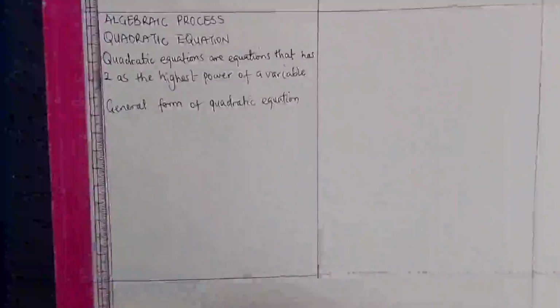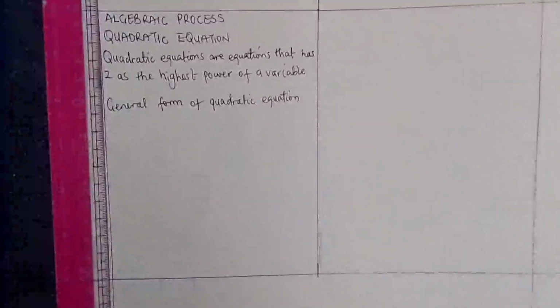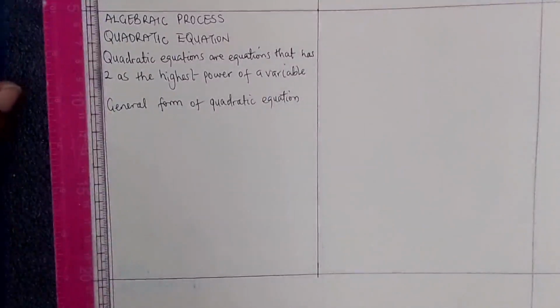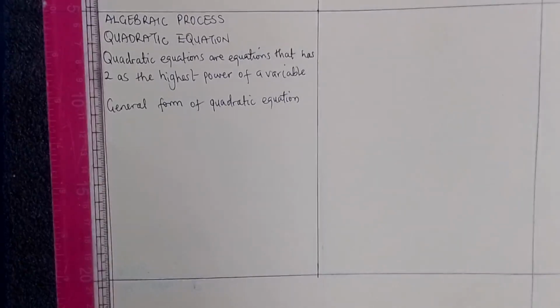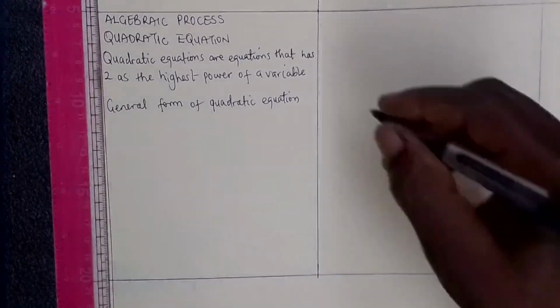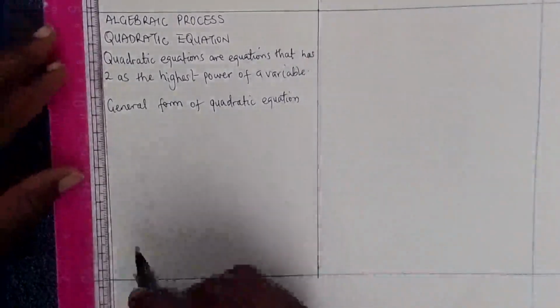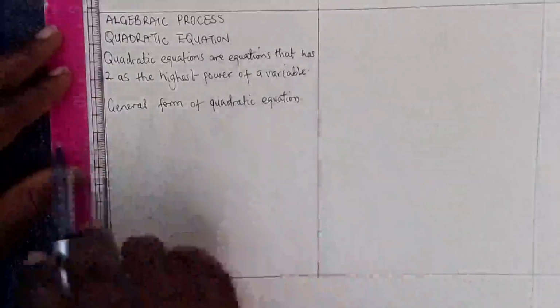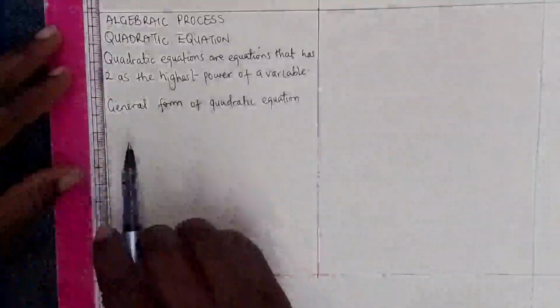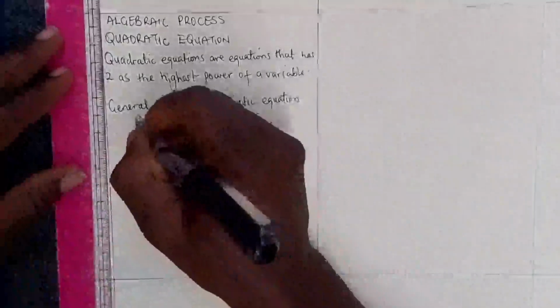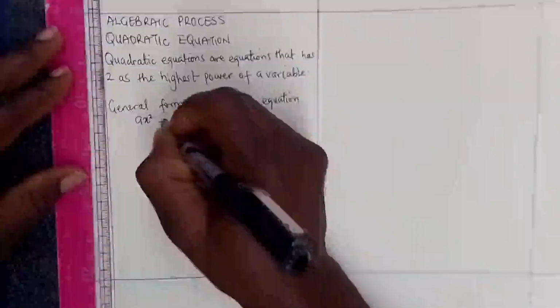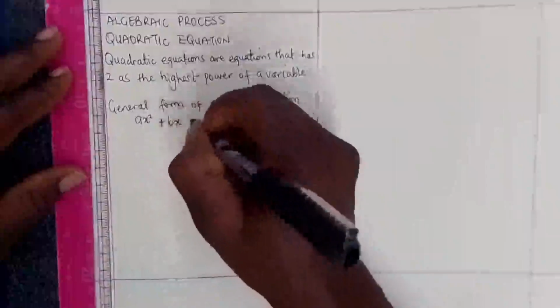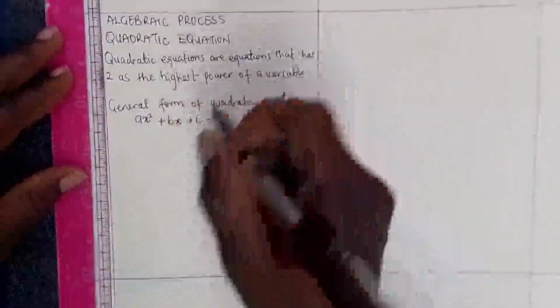In this lesson we'll be considering algebraic processes. Our emphasis is going to be on quadratic equations. Quadratic equations are equations that have 2 as the highest power of a variable. How we get to know a quadratic equation is when you see 2 as the highest power in the equation given. A quadratic equation comes in this form: ax squared plus bx plus c is equal to 0.